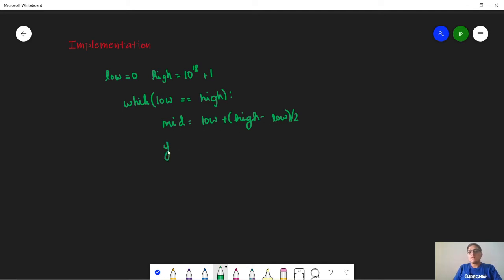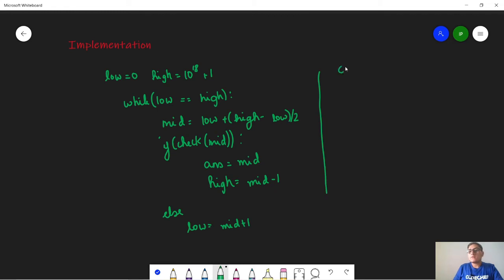Now we will check if check of mid is true, which means this check function will basically check whether, considering that the number of months is mid, the amount of wood is greater than or equal to W or not. So if this is true, then we initialize our current answer to mid and we decrease our high to mid minus 1. Else, we will just increase our low to mid plus 1.